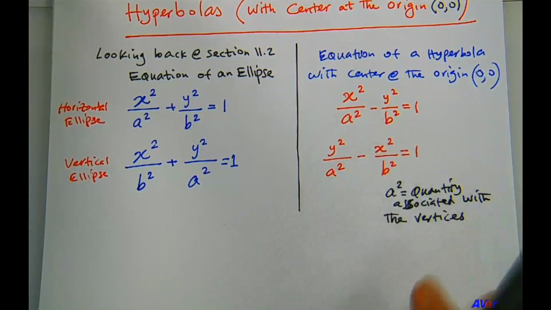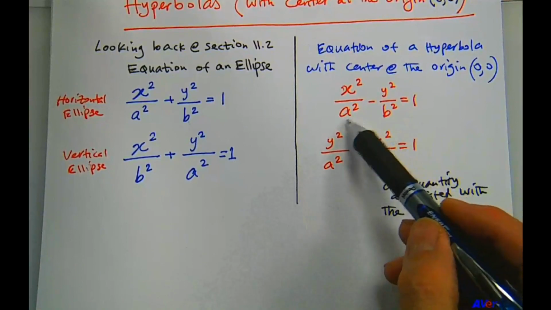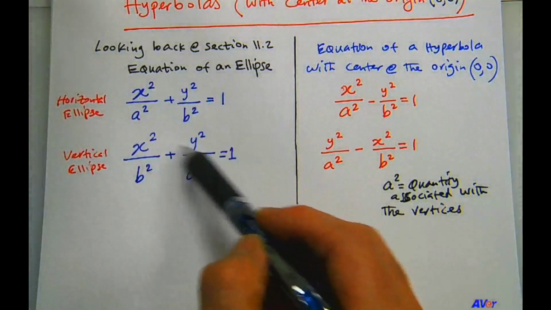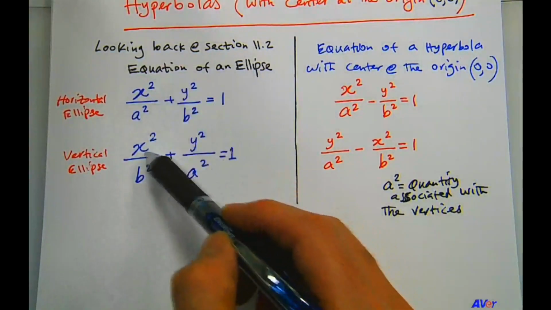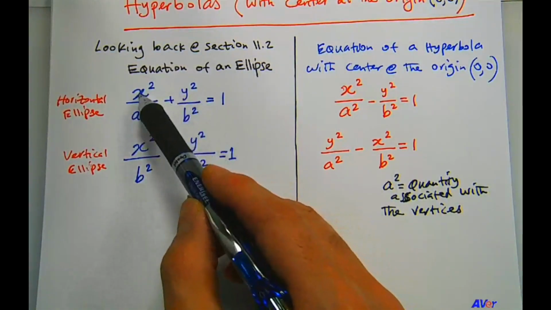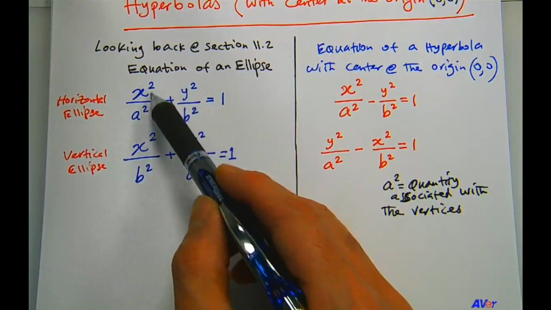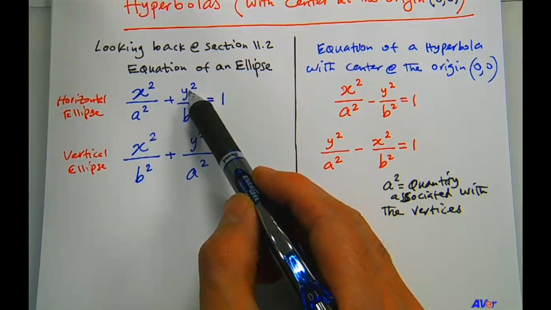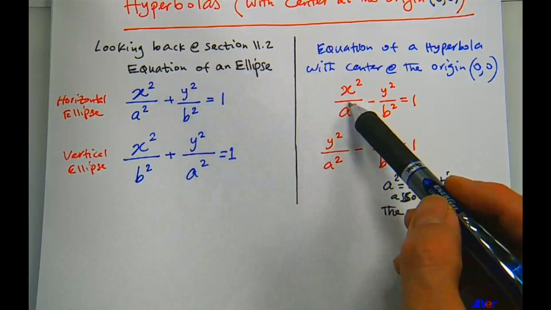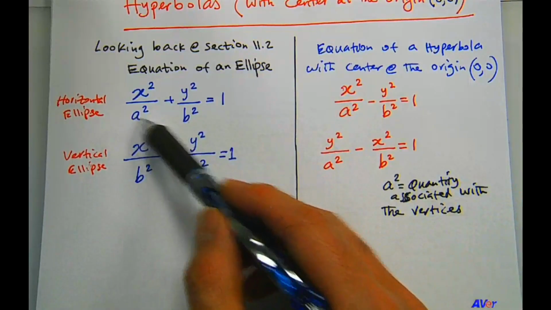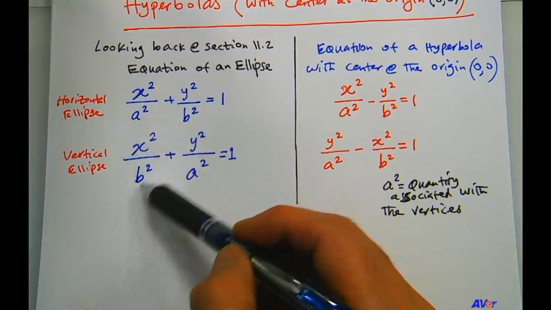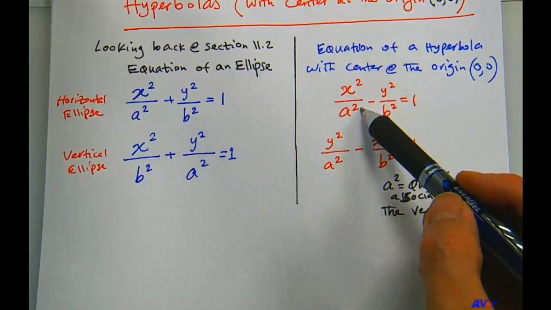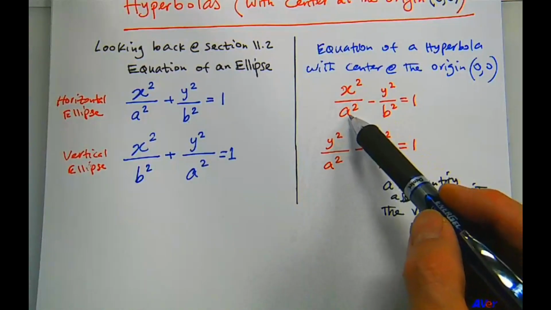Also notice that in the ellipse, the x squared and y squared do not swap spots. X squared is always the numerator in the first ratio. Y squared is the numerator in the second ratio. And only the major and minor axes quantities swap spots in the denominator. But in the hyperbola, it's the opposite.